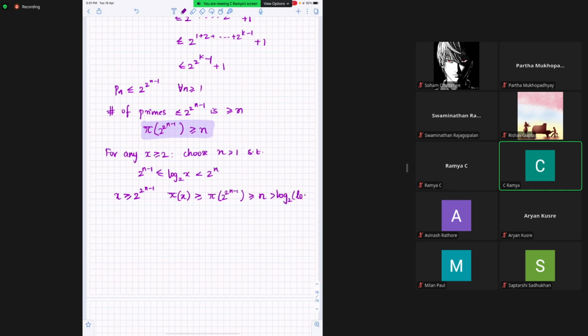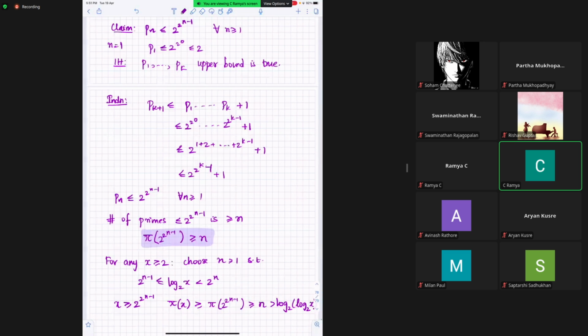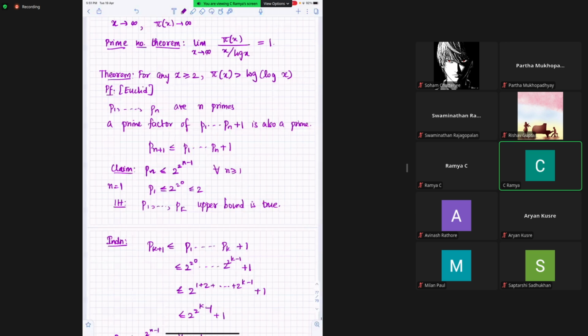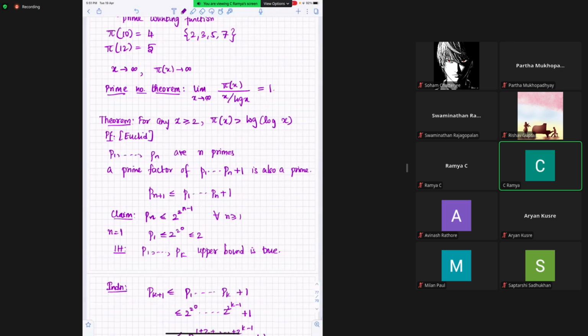But it's all base 2, and then with some more effort, you can actually remove it and get ln of x. So you have to play around with the relationship between base e and base 2. I will leave it to you. But is this idea clear? I mean, it's a very weak bound. As is, there are like x by ln x many primes, but I'm just telling you that it's at least ln of x. It's a weak bound, but it's one way to demonstrate that there are so many primes.